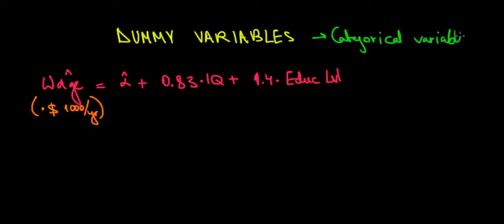Now in this example, we're gonna show what categorical variables are. Suppose we have this regression between wage, IQ, and education level. And let's say that our categorical variable is the education level. So meaning there are two categories, two types of education. Let's call them bachelor and master.